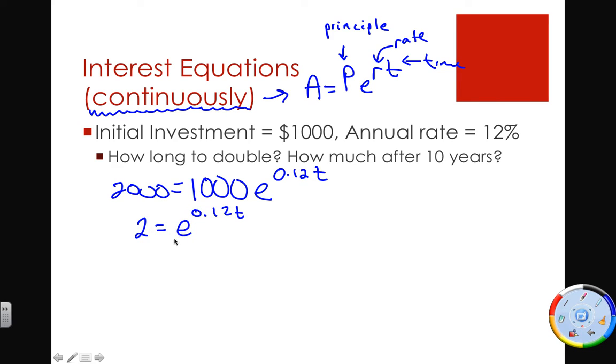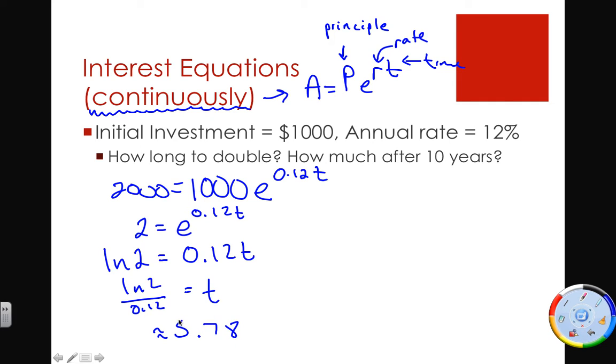Well, we just learned that in order to get rid of the exponential, base e, we take the natural log of both sides to cancel the e. And now I can just say t is natural log of 2 divided by 0.12, which is approximately, if I pull out my handy calculator, ln of 2 divided by 0.12, 5.78 years.